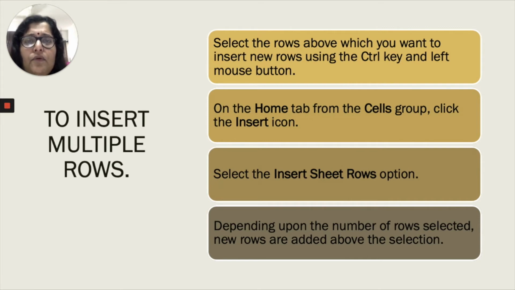That is, if you want 4 or 5 rows, you have to select 5 rows above the given cell, and then you need to go to Home tab, and in the Cells group there is the Insert icon. You need to click on it, and the Insert Sheet Rows option gives you that many number of additional cells above the selected cells.